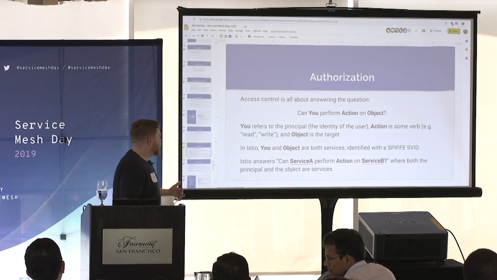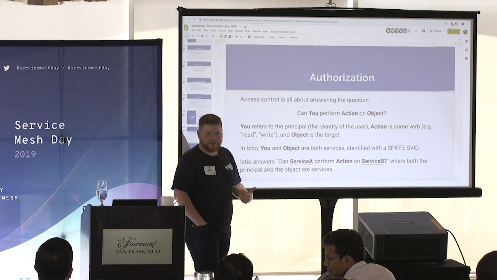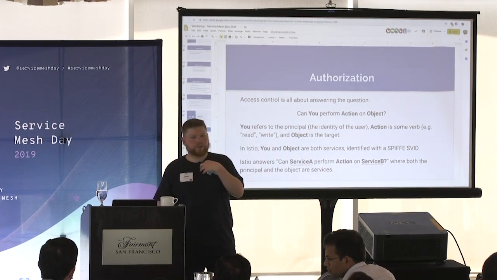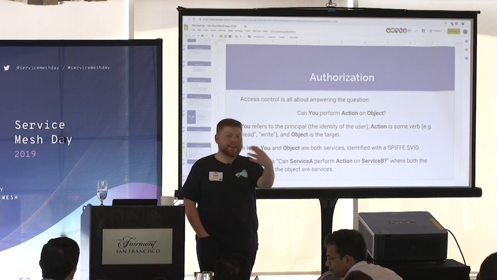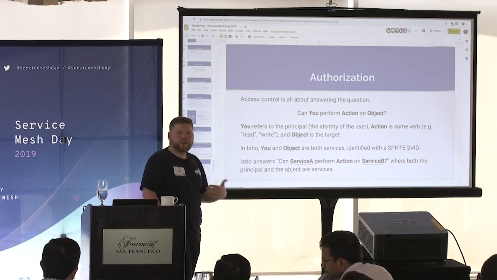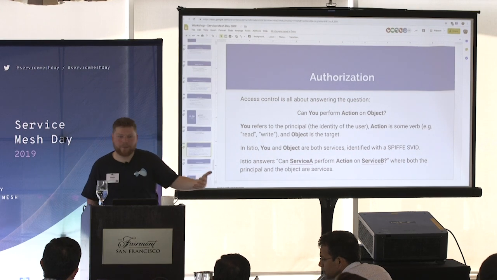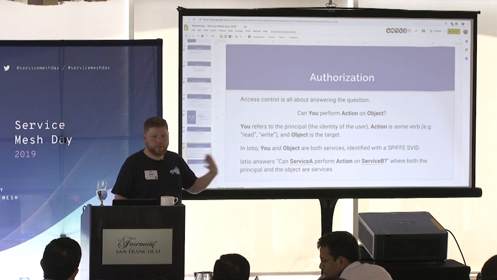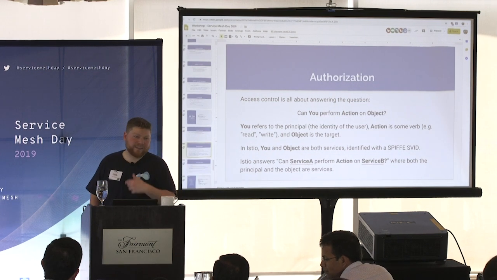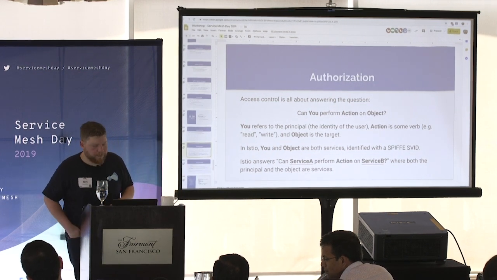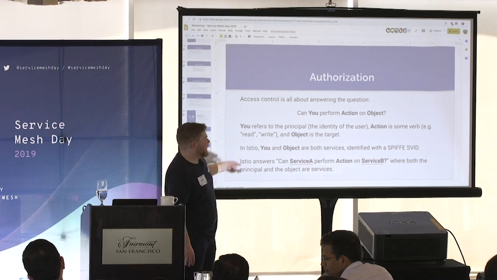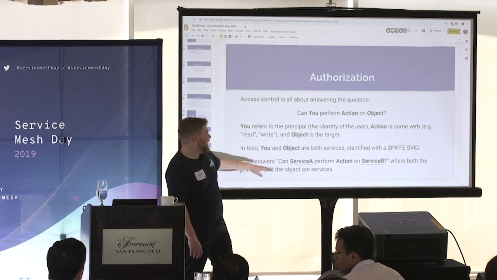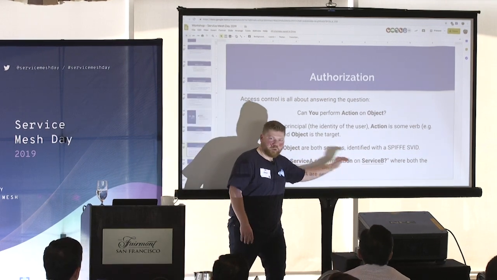In Istio, we're only talking about services. So the you and the object are both services, right? The you is the source service. The object that you're accessing is the destination service. And the action that you're performing is the request that you're making, right? Are you making a read? Are you making a write? In HTTP, we would encode that as a put or a get or a head or a delete or whatever it is. And so Istio doesn't answer the general access control question. It answers the specific access control question: can a service perform that operation on a target service?